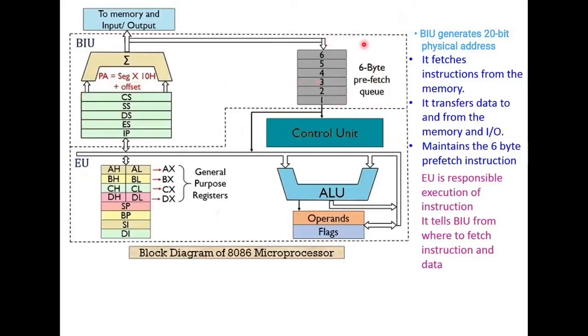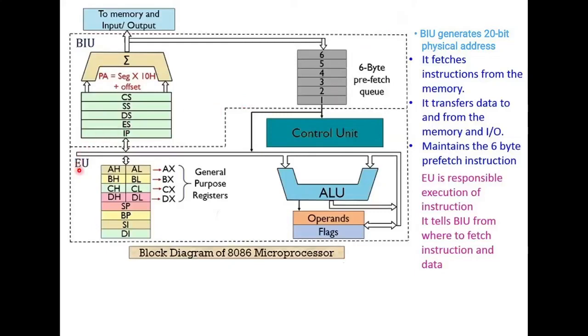First one is it can generate 20-bit physical address, and it can fetch the instruction from the memory, and it can transfer data to the memory as well as to the input output device. Similarly, it can take the data from the memory or from the input output device. And it is maintaining the prefetch instruction queue where the 6-byte information can wait in that queue.